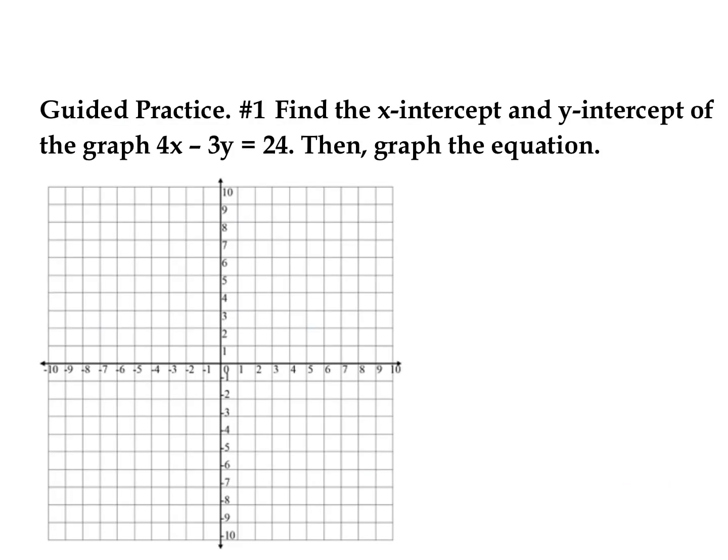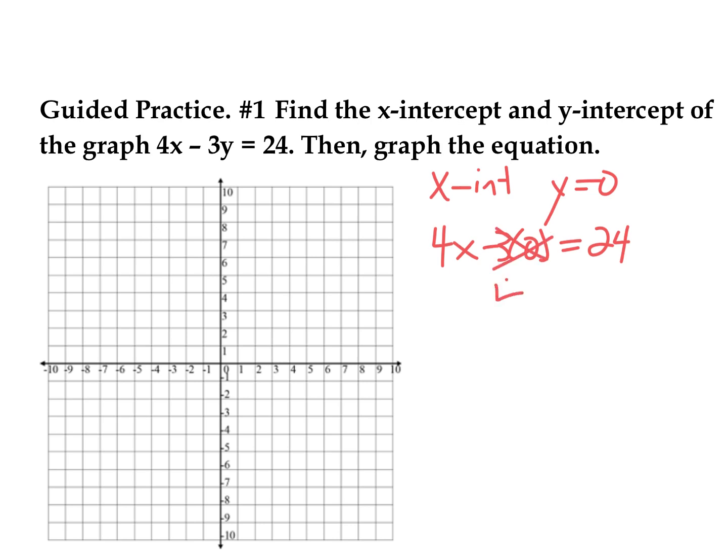Let's see how we could use that. If we want to graph this equation, 4x minus 3y equals 24, we can find the x-intercept and the y-intercept. We could find the x-intercept because y is equal to 0 at that point. So we'll have 4x minus 3 times 0 equals 24. 3 times 0 is just 0, so that will cancel out. We'll just have 4x equals 24. And when I divide both sides by 4, I get x equals 6. So my x-intercept would be (6, 0).